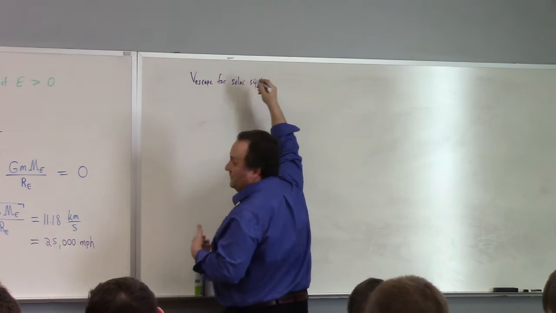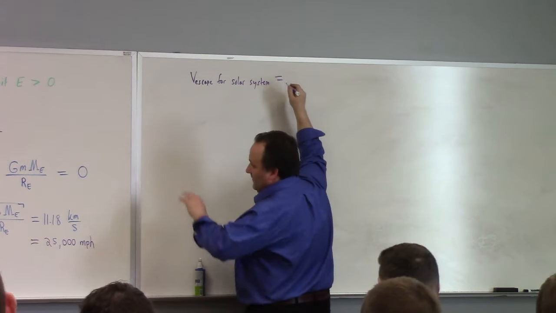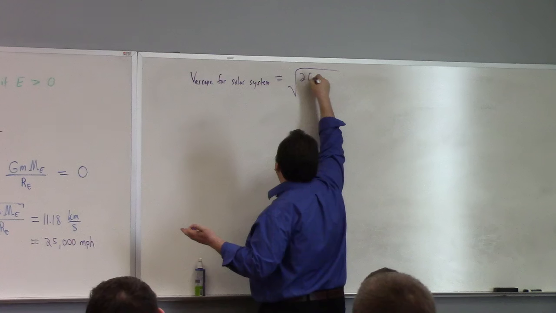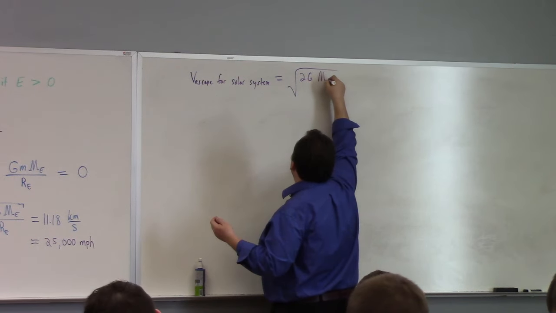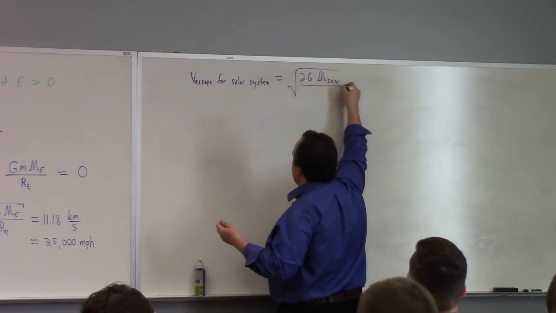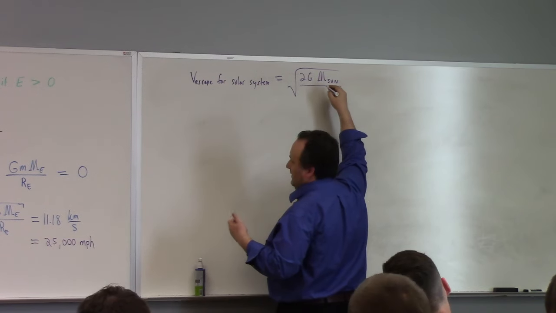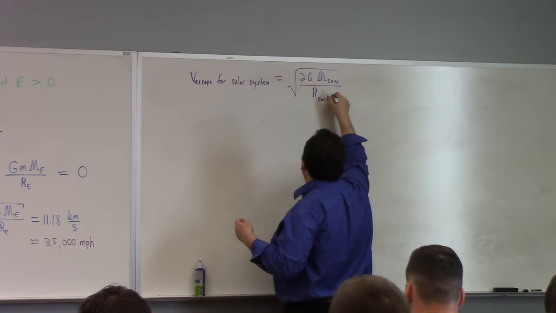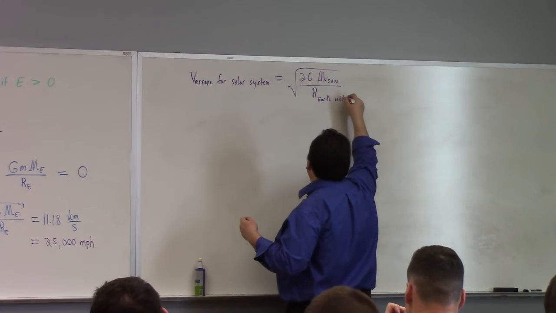Assuming that we're launching stuff from Earth, right? Same calculation, but we would end up with the square root of 2 big G mass of the sun divided by the radius of the Earth orbit, assuming we're launching our projectile from Earth orbit, right?